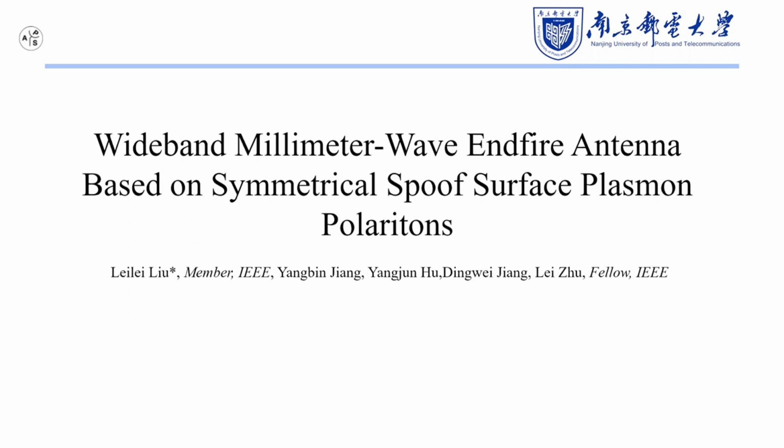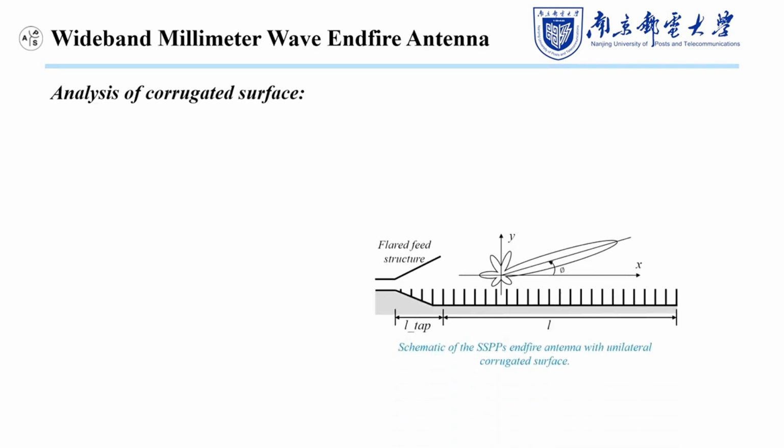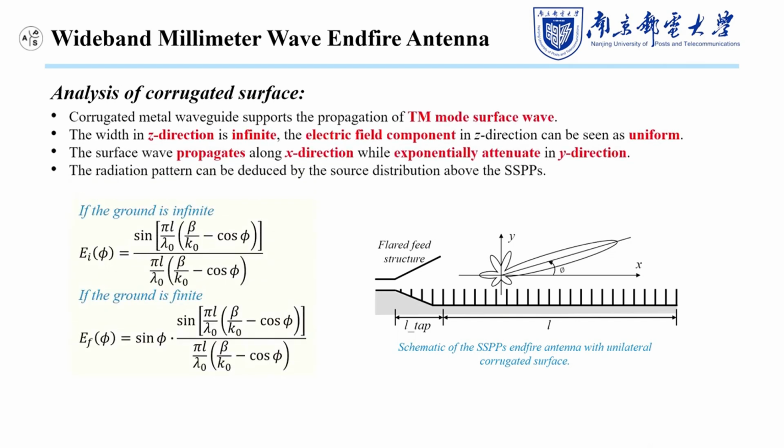In this video, a wideband and high-gain planar Endfire antenna based on Spoof surface Plasmon Polaritons at millimeter waveband is presented. Firstly, a unilaterally corrugated surface antenna is demonstrated to radiate an Endfire beam tilted up from the flat plane of corrugated metal teeth due to the effect of finite ground plane.